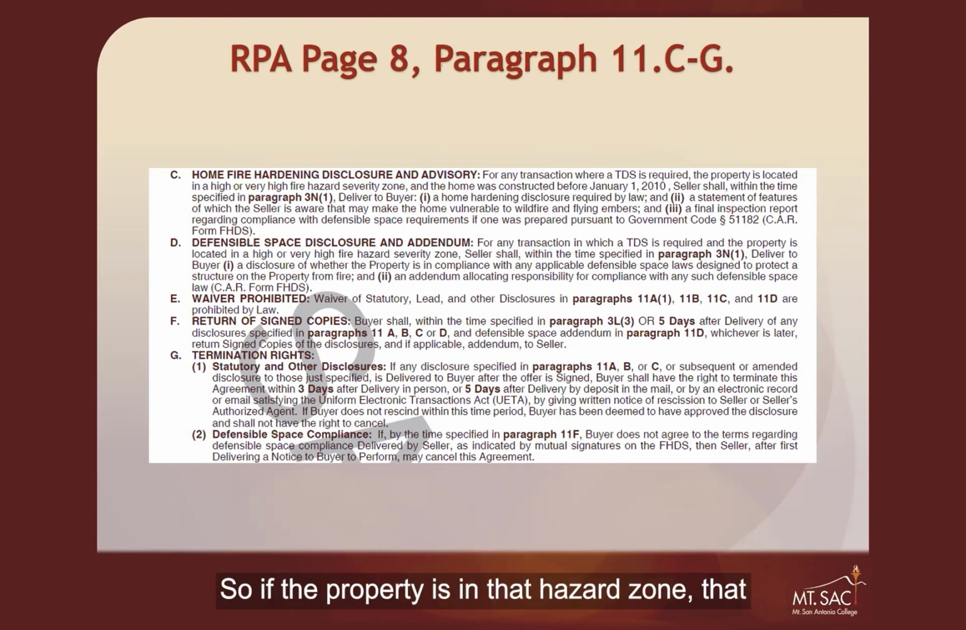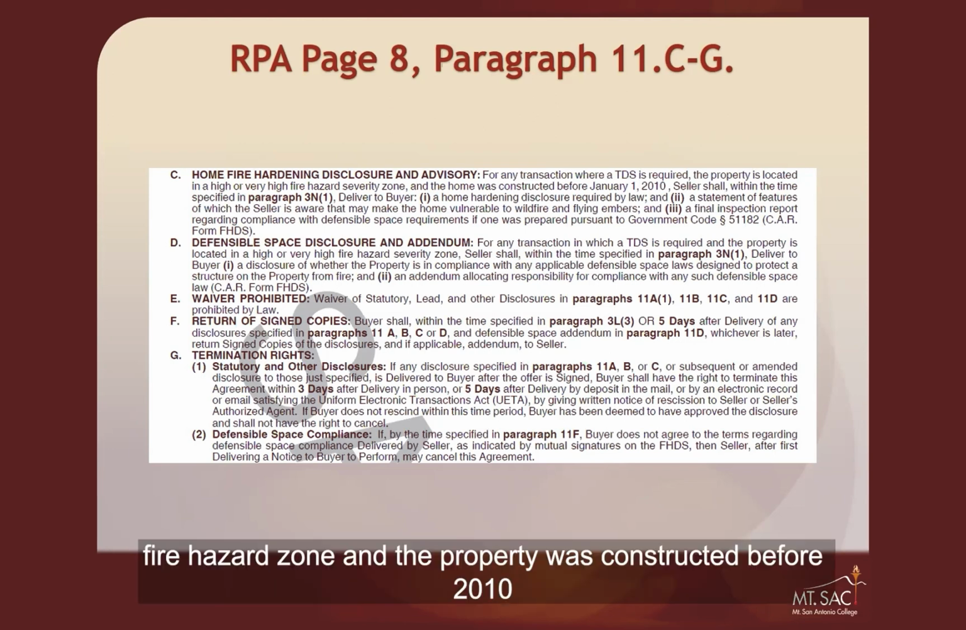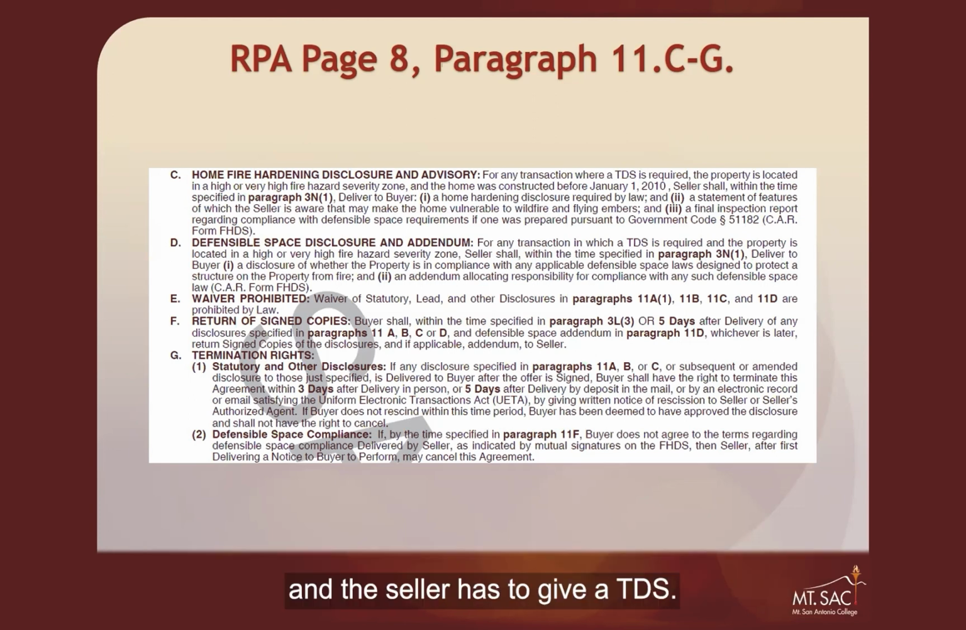Okay, so if the property is in that hazard zone, that fire hazard zone, and the property was constructed before 2010, and the seller has to give a TDS. So those are the 3: TDS, NHD fire zone, built before 2010. Then this home fire hardening disclosure advisory must be given. If those are not the case, this form does not have to be given under the law.